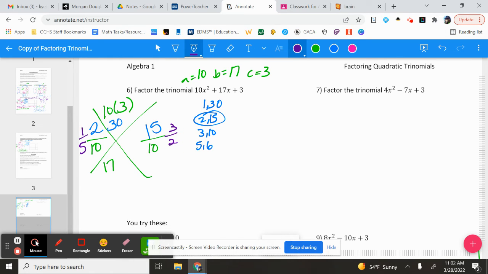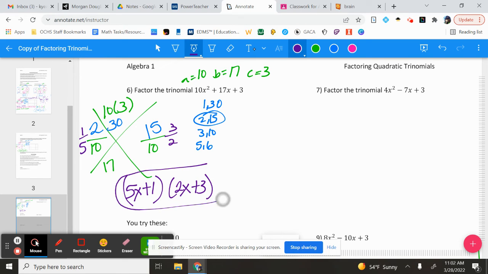So we use our swing method. 5 swings back to become the coefficient of my variable of x, so 5x. The positive 1 swings forward to become my constant. Then I use 3/2. 2 swings back to become the coefficient of my variable, so 2x, and 3 swings forward to be a positive 3.